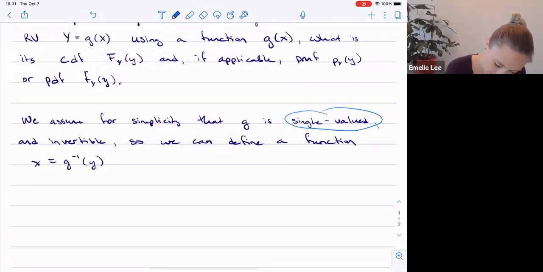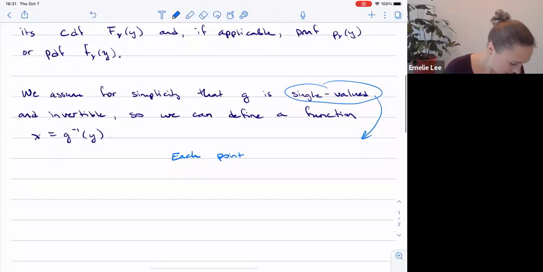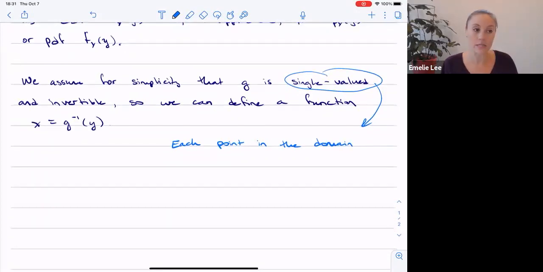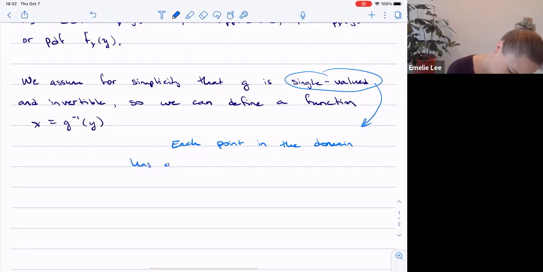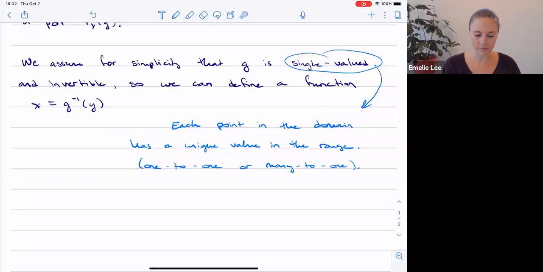Here, single valued means that each point in the domain has a unique value in the range. One-to-one or many-to-one, but usually we just stick with one-to-one. That's why I'm going to highlight that, because that's usually what we're focused on.